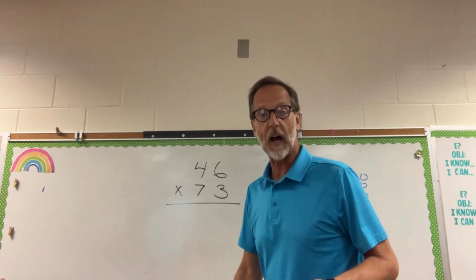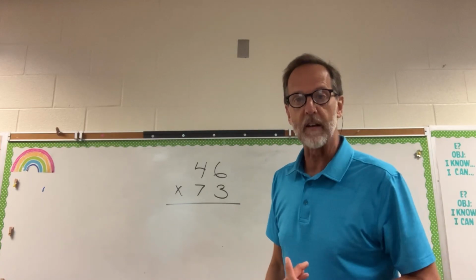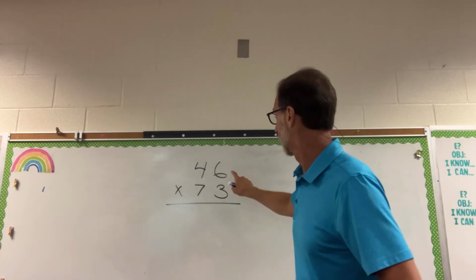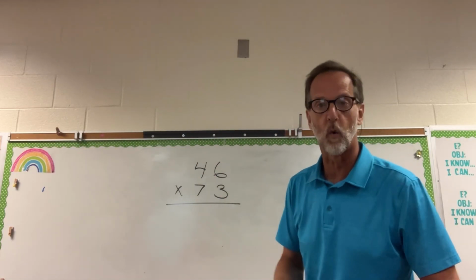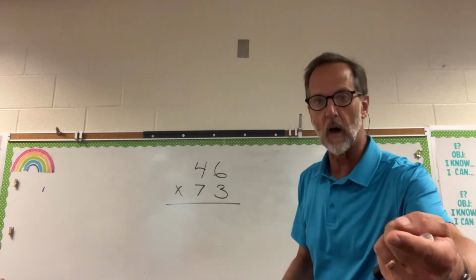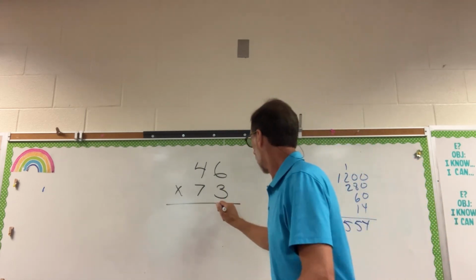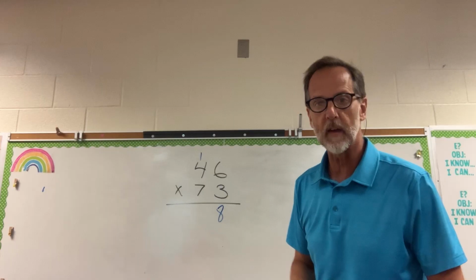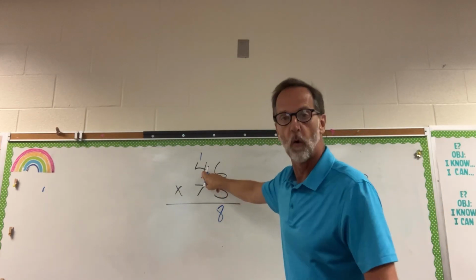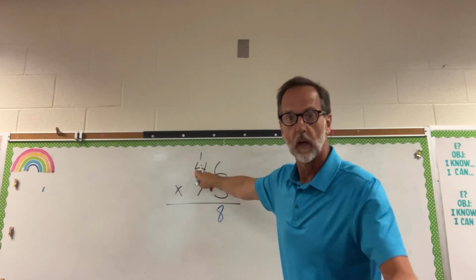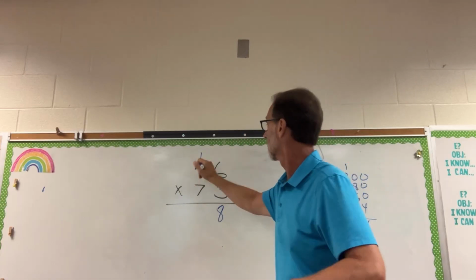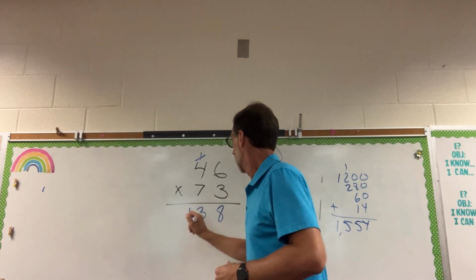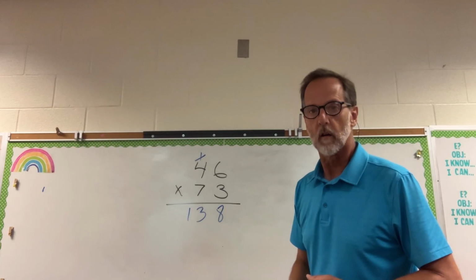All right, did you give it a shot? Let's see what you should have gotten, okay? We're going to multiply times the 3 first. So we're going to do 3 times 6 and then 3 times 4. 3 times 6 was what? What'd you have? It's 18. We're going to put the 8 here and regroup the 1 over there, okay? Now we're going to do 3 times 4. And 3 times 4 is 12 plus that 1. Make sure you cross out. It's 13.